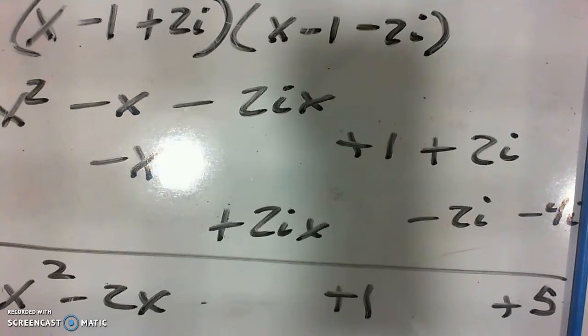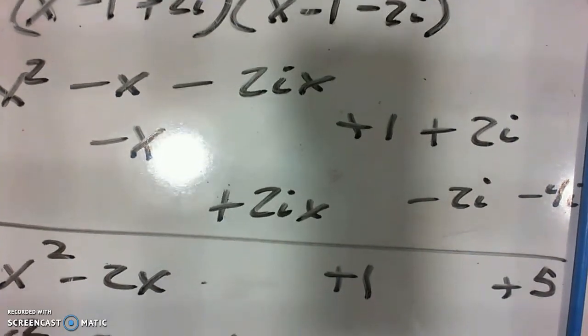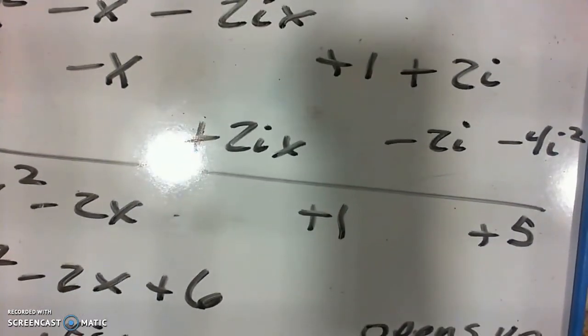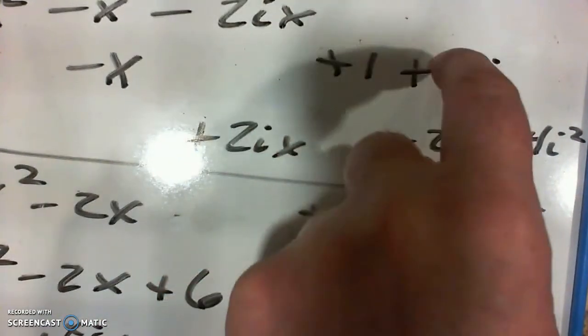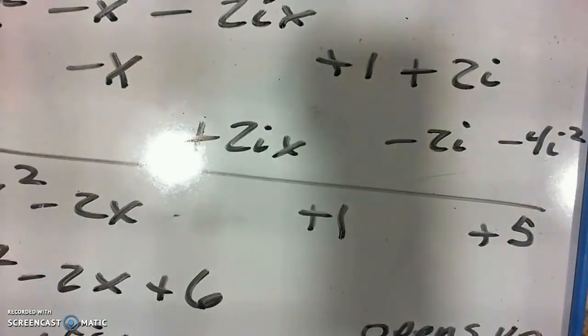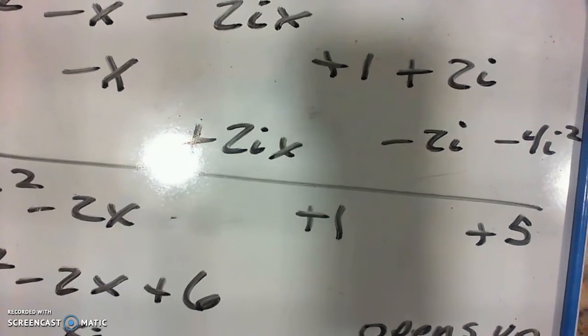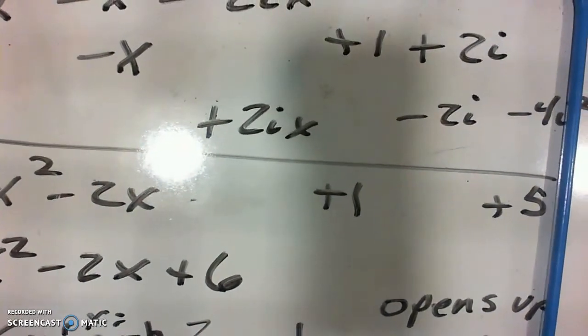And if I FOIL that out, notice how I do this. I multiply the x times all three of them, giving me this first line, and then -1, and I line up the like terms, and then multiplying the 2i times all of them and lining up those terms. If you do that, the simplifying seems a little bit easier because the -2ix and the positive 2ix go away, and the plus 2i and the -2i go away. And so simplifying, I get x squared minus 2x plus 6.